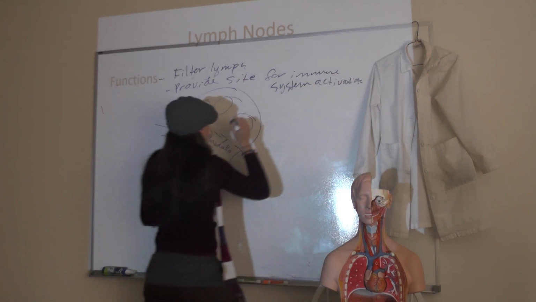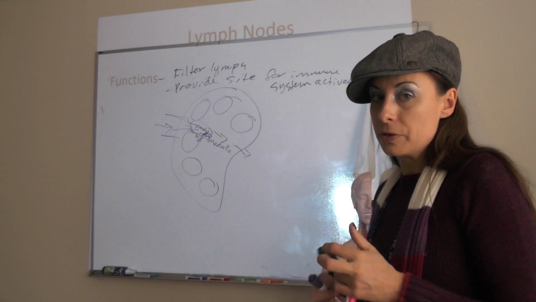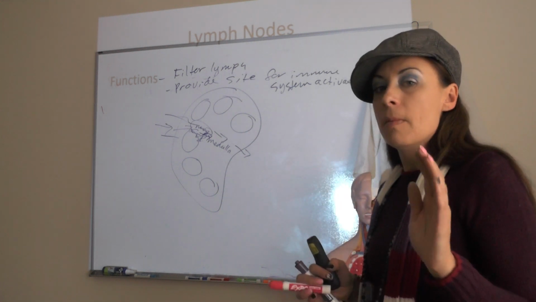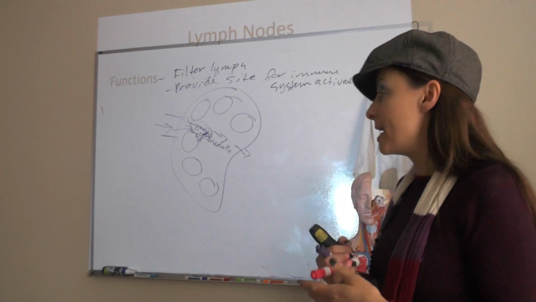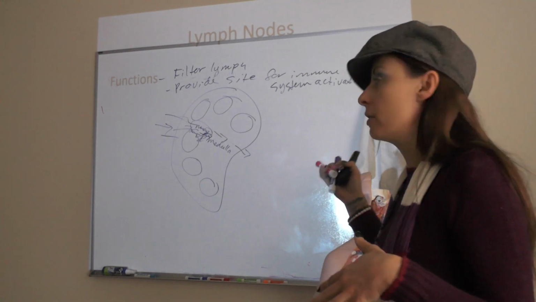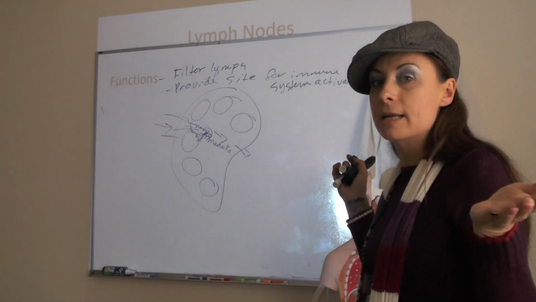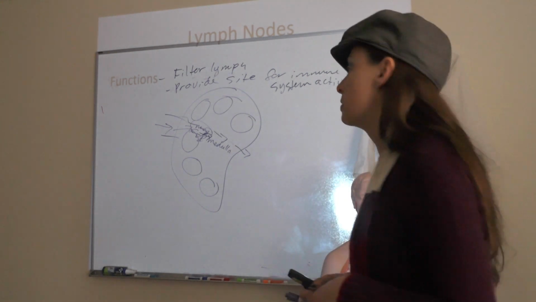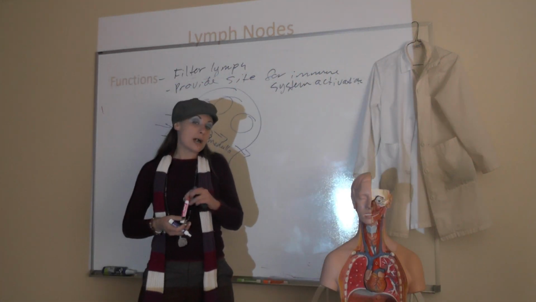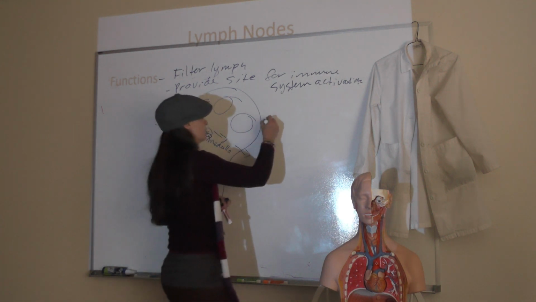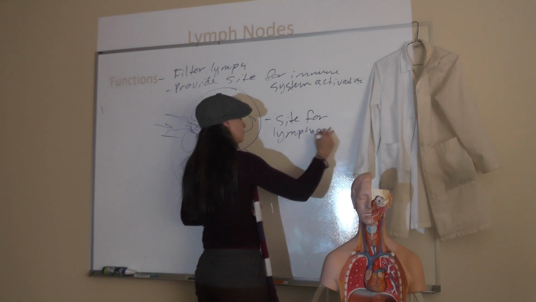Another thing is that they provide a site for immune cell proliferation. This is different than the first time lymphocytes are produced. Their origin in the bone marrow is one thing, but if you're going to proliferate and make a whole bunch of cells that are specific to something that you're fighting, that's going to be proliferation, and that can happen in your lymph nodes. It also happens in your tonsils, and that's happening because you have an increase in lymphocyte number as you're mounting an immune response. So they provide a site for immune system activation, but they also provide a site for lymphocyte proliferation.